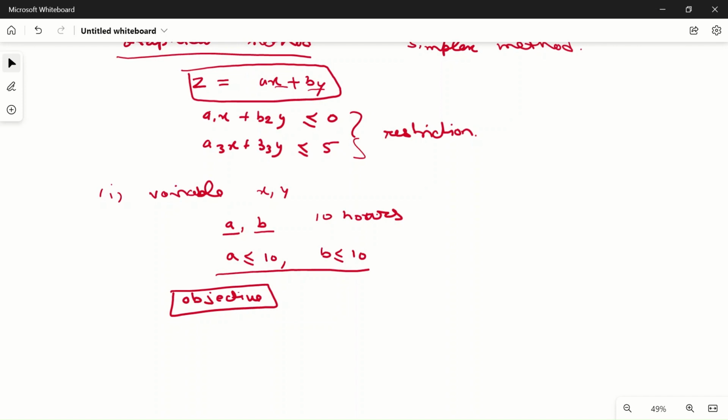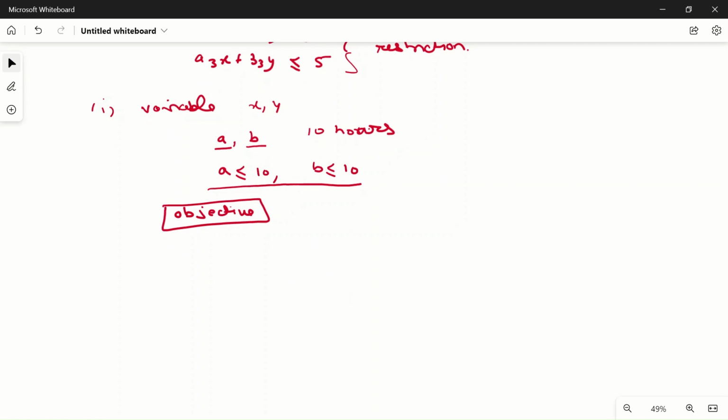But there are some limitations also. First of all, we will see what are the advantages of linear programming. Linear programming is very simple to solve, and in this, the relationship between variables must be linear.